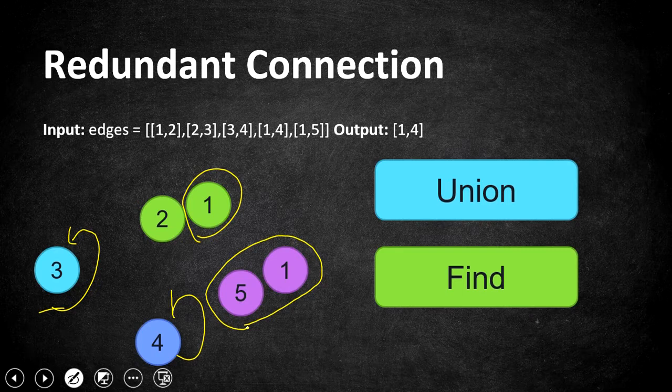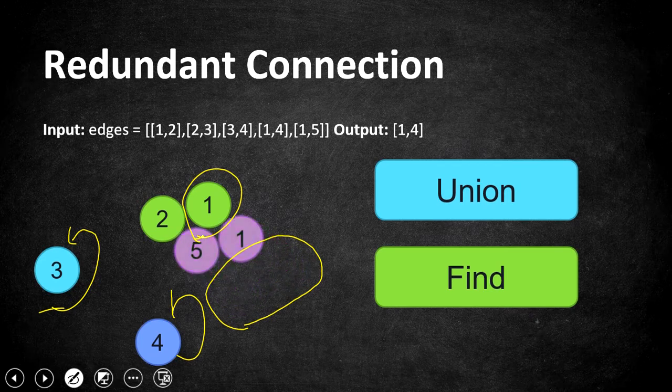To do that, we have to find a common parent and connect the rest of the elements with that parent. Here the common parent is going to be 1. So we are going to combine this by having 1 as the root element or the parent and the rest of the elements as its children. After combining the purple group with the green group, 1 is going to be common, and 5 and 2 are going to be members of that group.